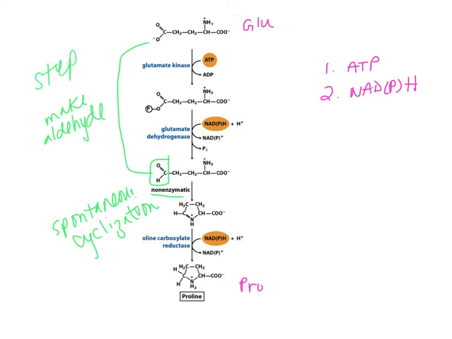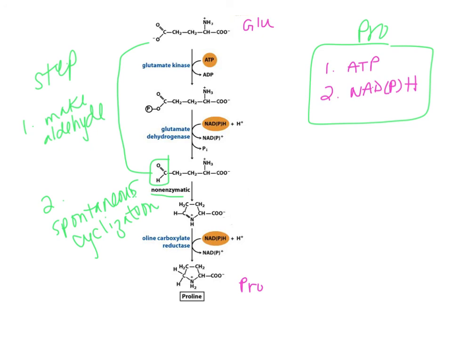All right, so really that's what I wanted you to know, is that this is the cost of making a proline, and these are the 2 major overall steps. Make the aldehyde, and then there's spontaneous cyclization to get to the ring, and then a final reduction event to get you all the way to proline.